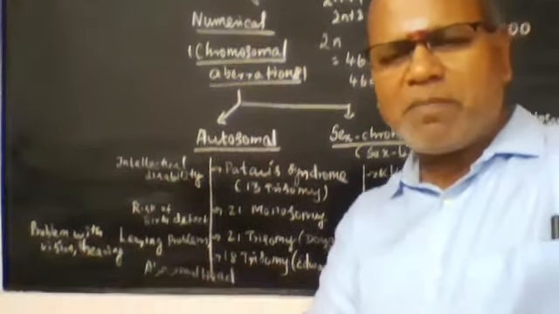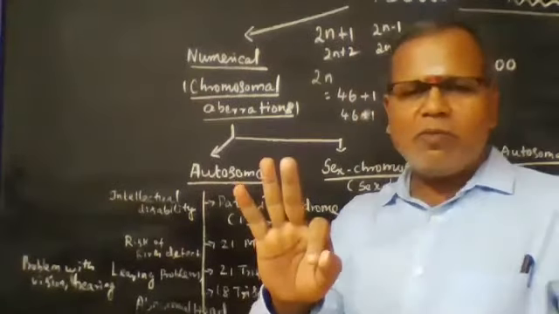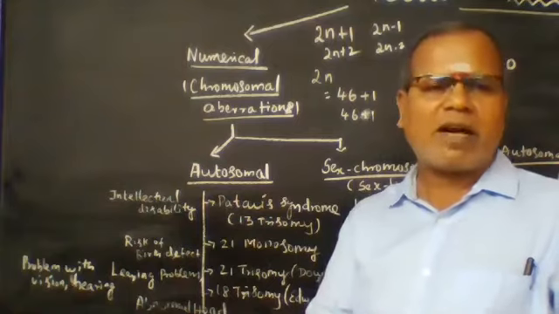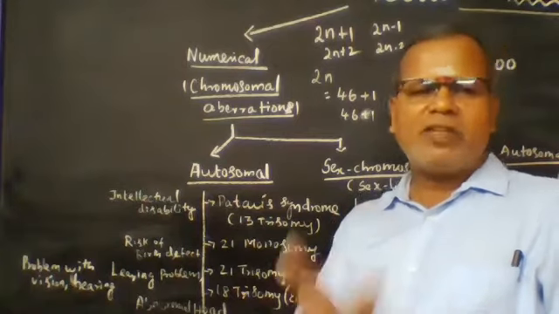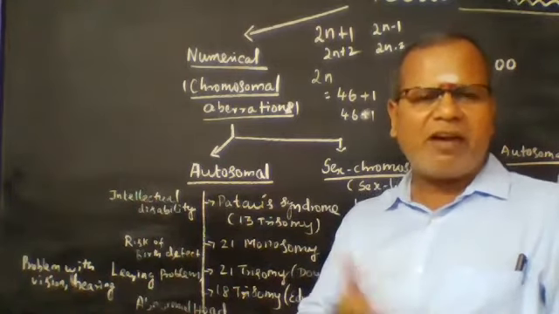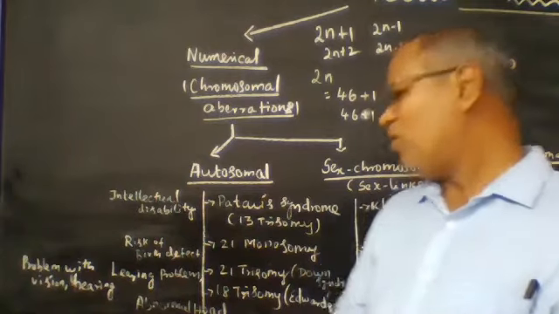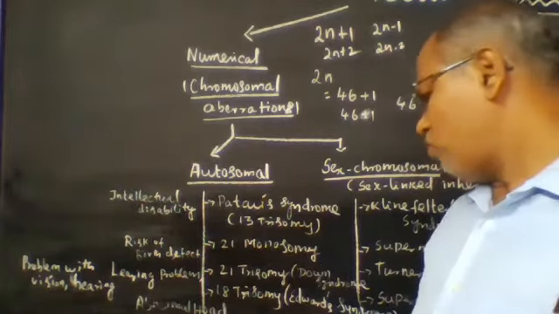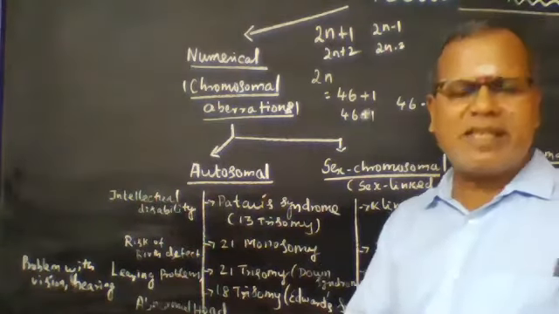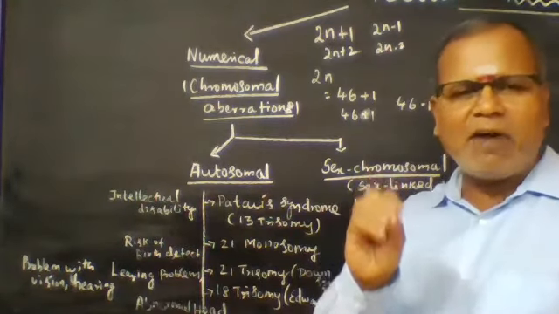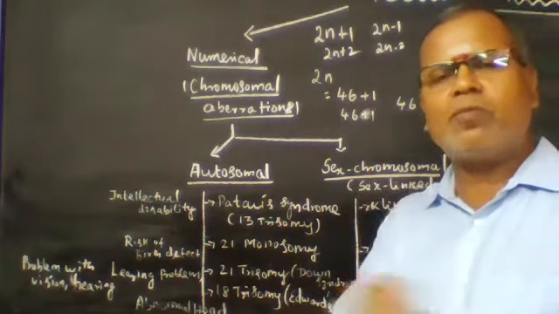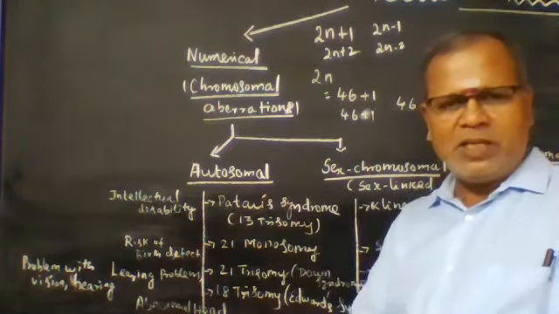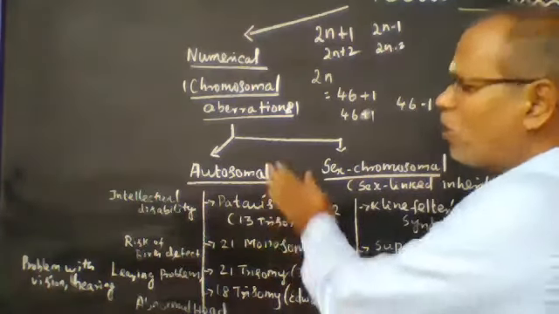The 21st pair has 3 chromosomes instead of 2. One chromosome is more. We are calling it 21 trisomy, and they have vision problems, hearing problems, and learning problems. And finally, 18 trisomy, also known as Edwards syndrome. The 18th pair has 3 chromosomes instead of 2. And these kids possess an abnormal head. So these are all problems in the autosomes.